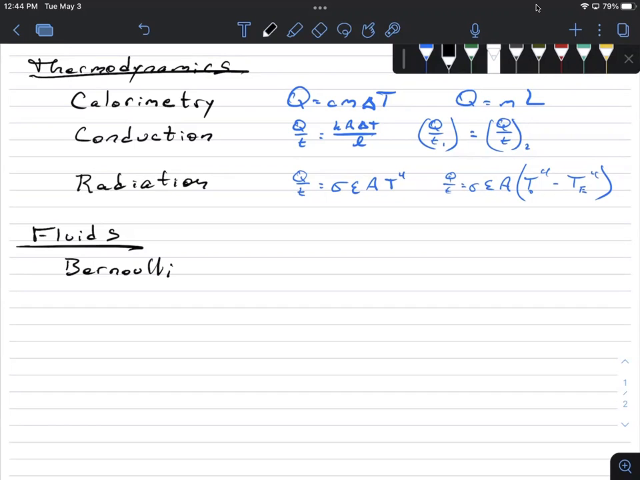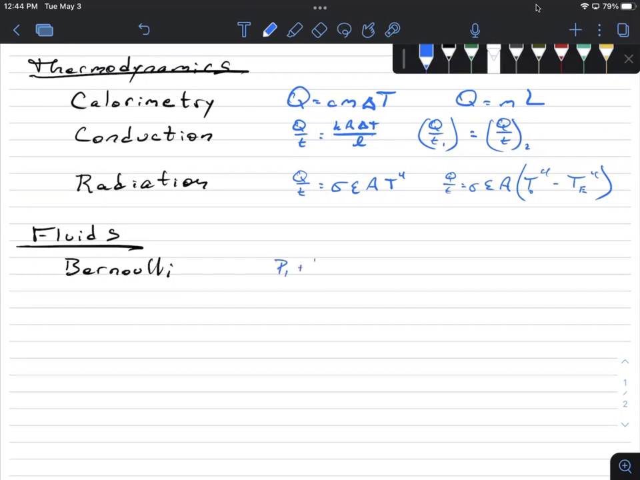And with Bernoulli, these questions were the types where you have some kind of a pipe system with a fluid flowing through the pipe. And the pipe is allowed to go up or go down in height. It's allowed to expand or contract, change size. And you're trying to figure out, how does the pressure of the fluid change because of the changes in the pipe? And the equation was fairly straightforward.